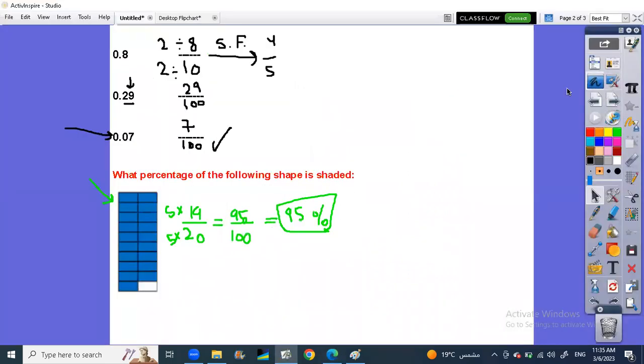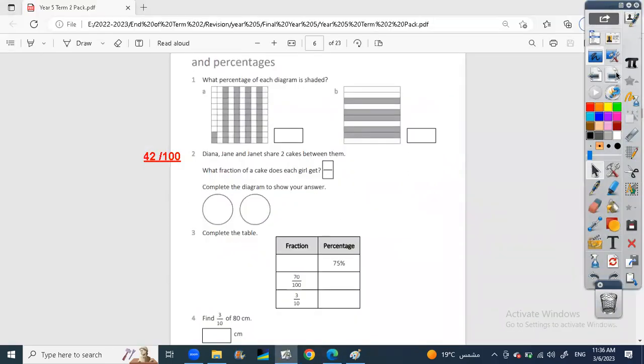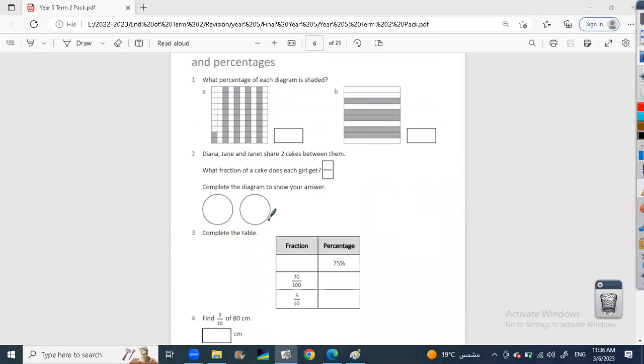Ask yourself. The question says Diana, Jane, and Janet share 2 cakes. If they're not drawn for you, you draw the 2 cakes this way. So I here have the 2 cakes. They are sharing it. What fraction of a cake does each one of them get? All right, no problem. We drew the 2 cakes. Done.